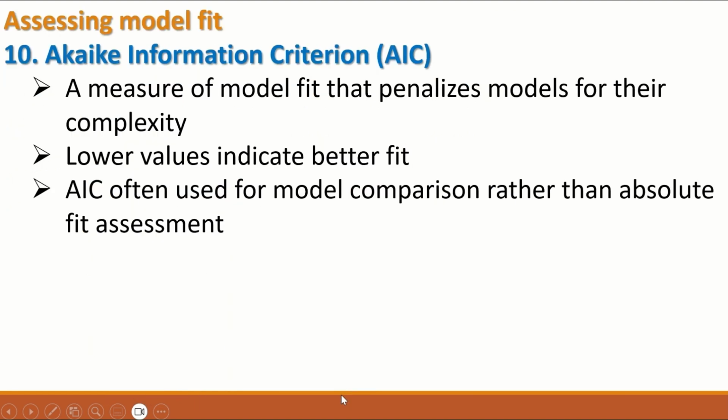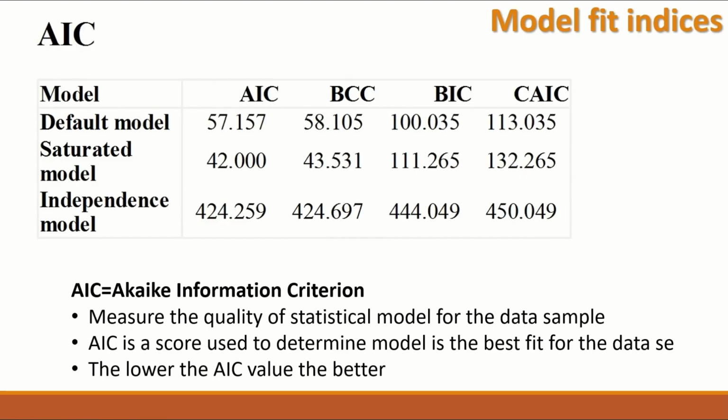The next index is the Akaike Information Criterion, AIC. It's a measure of model fit that penalizes models for their complexity. Lower values indicate better fit. So AIC is often used for model comparison rather than absolute fit assessment, as shown here: AIC, BCC, BIC, and CAIC.